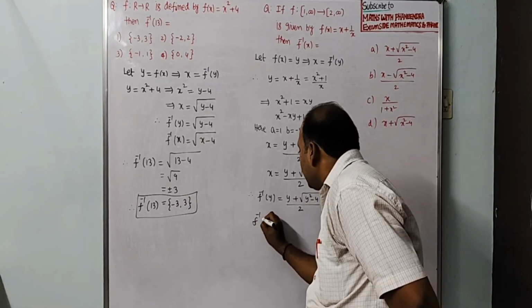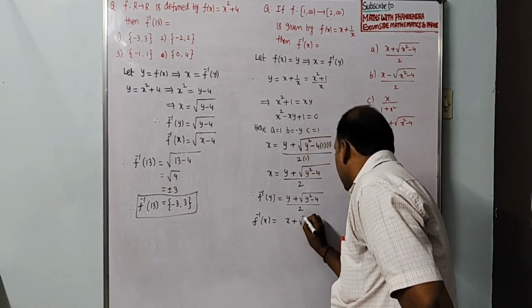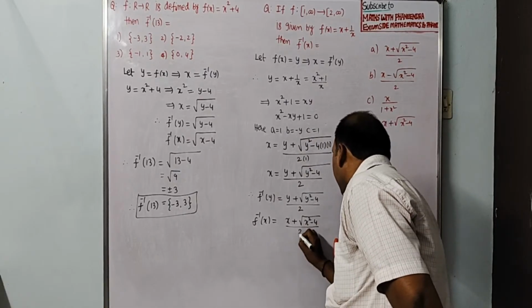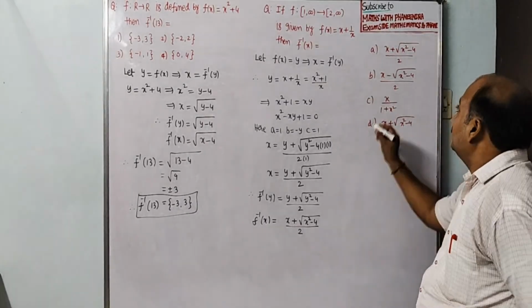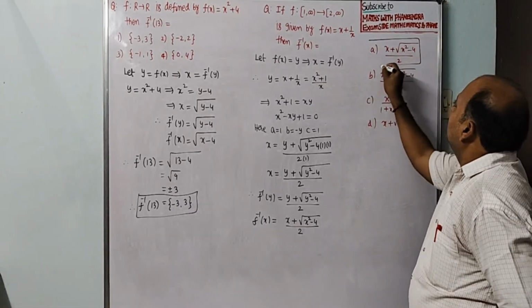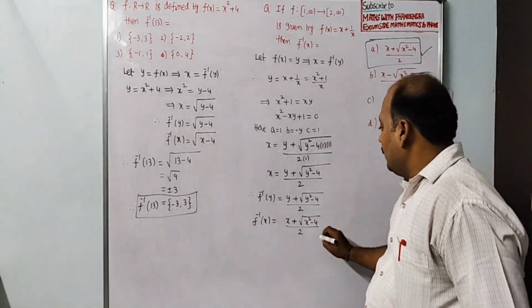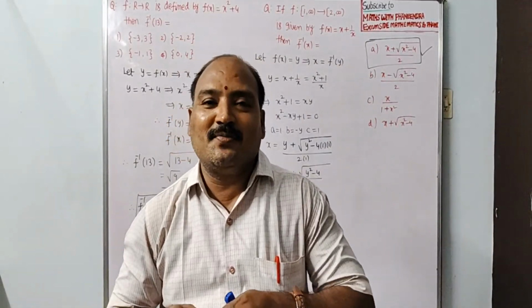But I want the inverse of the function, f inverse of x equal to x plus root of x square minus 4 divided by 2. So x plus root of x square minus 4 by 2 is there in the first option, dear students. I hope you understand. This is the final answer in this question, the final question.